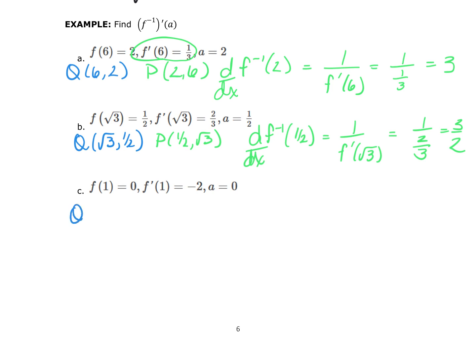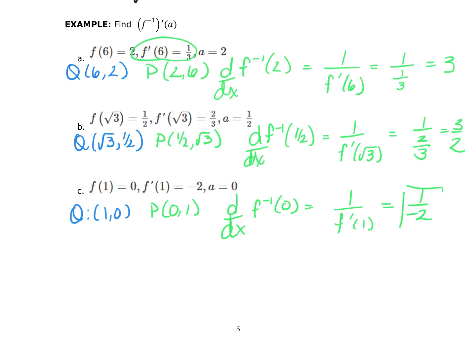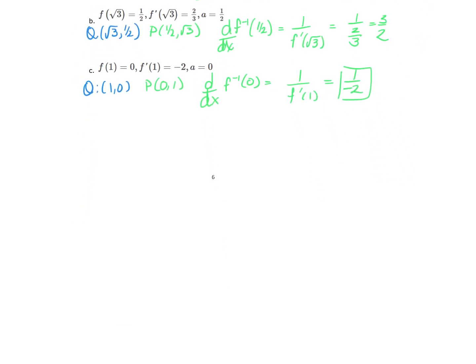My last one, my Q, is the point (1, 0). My P is the point (0, 1). So they want me to find d/dx of f inverse of 0, which is 1 over f prime of 1. And they tell me f prime of 1 is -2, so it's 1 over -2. And that's my answer. And that's it for this section. So it's really not that bad, finding the derivatives of inverses, if you don't have to find the inverse first. It saves so much time. And that's it.